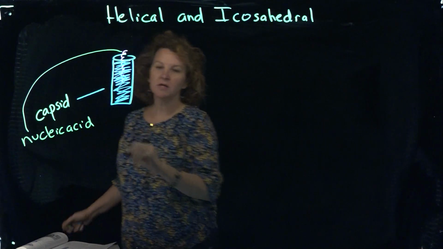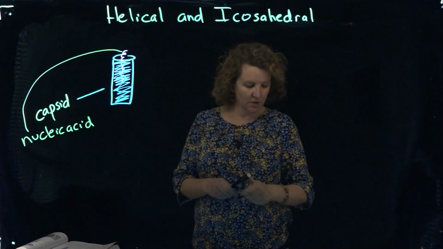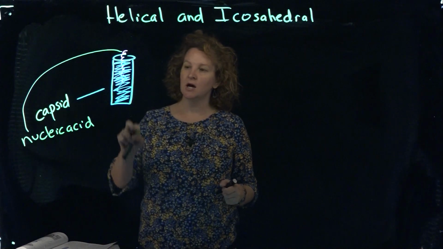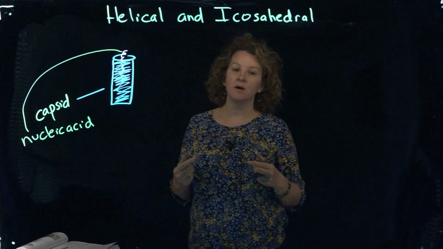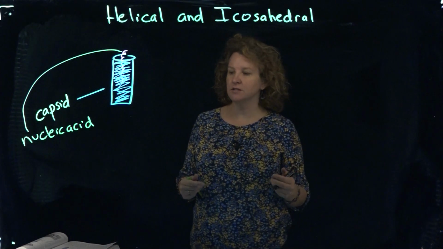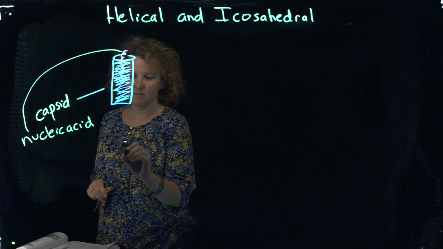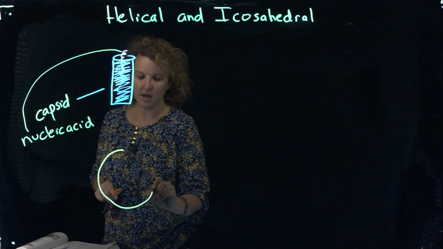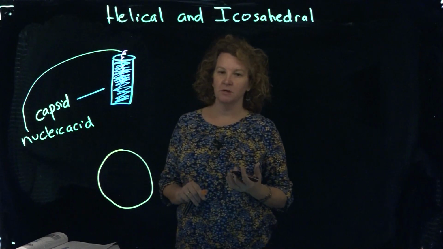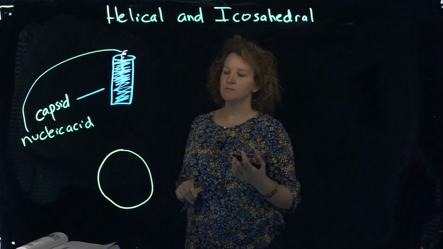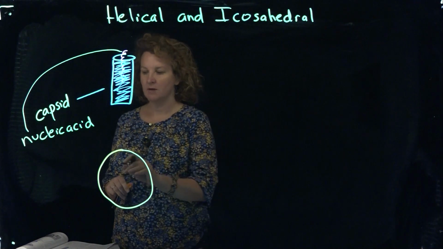But then you can also have an enveloped type. So an enveloped type, that's helical, tends to be quite a bit longer, very flexible. And if we draw the envelope in, remember that the envelope is a phospholipid bilayer, it's actually picked up from the host cell. So these types are considered to be animal viruses.